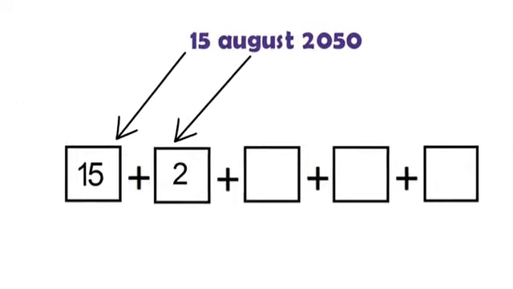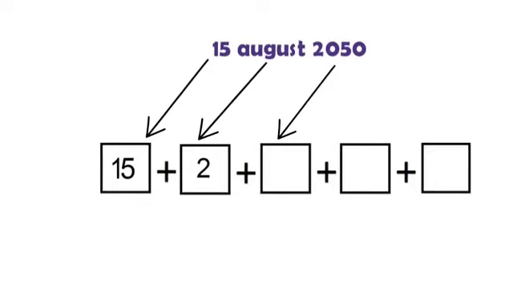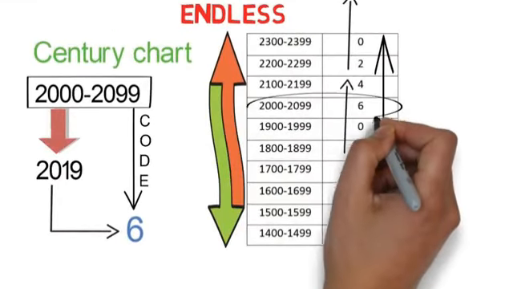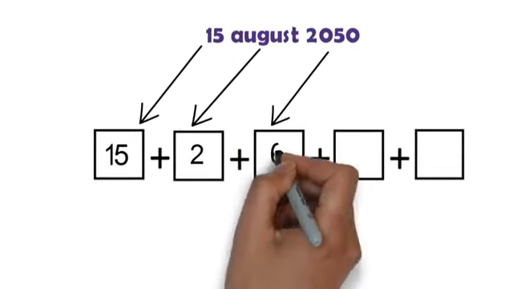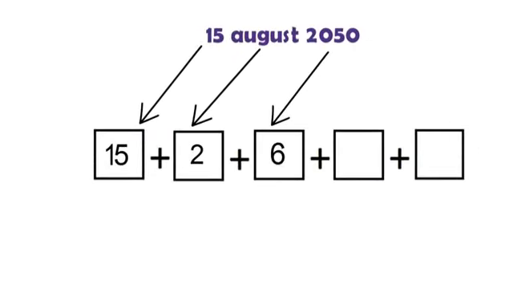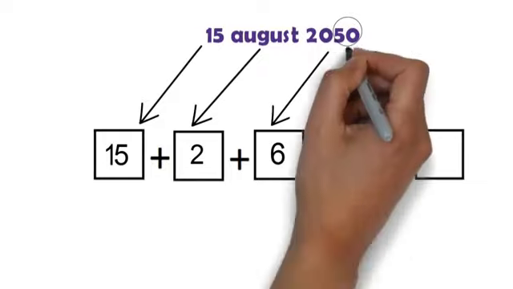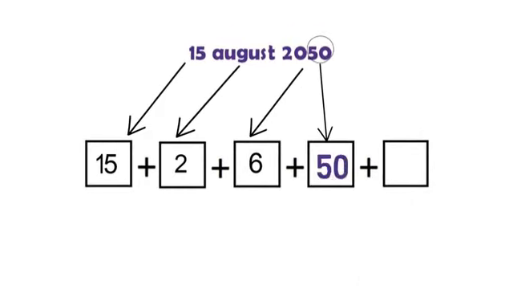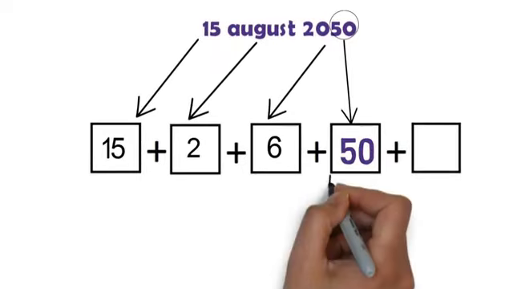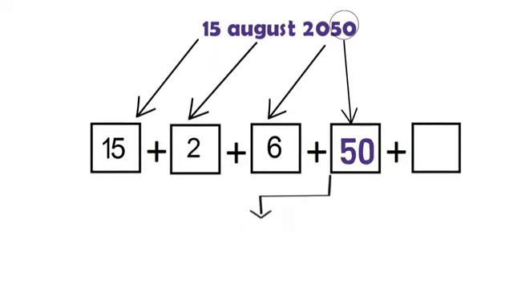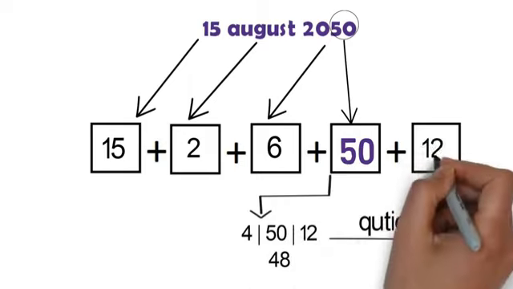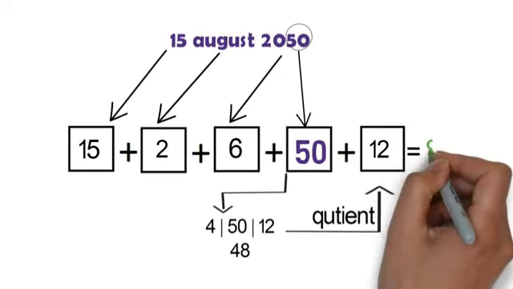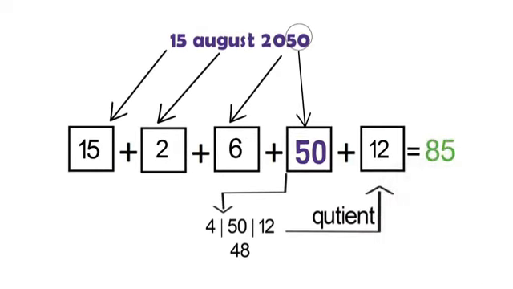Third, the century code. For 2050, the century is the 21st. And from the century chart, we get the code 6 for the 21st century. The fourth number is the last 2 digits of the year, that is 50. And the fifth number that we have to add is the quotient if we divide this 50 by 4. Remember, only the quotient is to be taken. Now add these 5 numbers and we get 85.